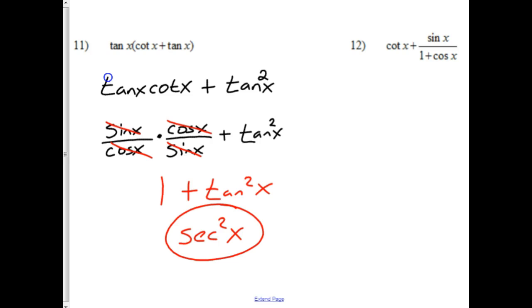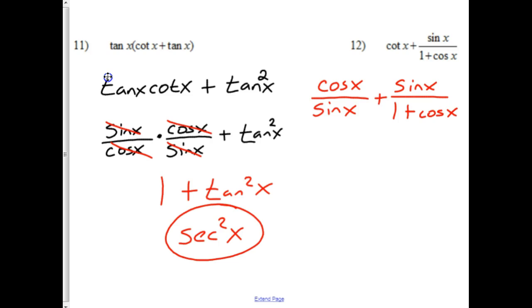Okay, number 12. Let's see. I have two things again, so I want to put them together in some way. I have most of the stuff in sine and cosine, so let's go ahead and fix that. Let's put everything in sine and cosine. So this would be cosine x over sine x, that's cotangent, plus sine x over 1 plus cosine x.